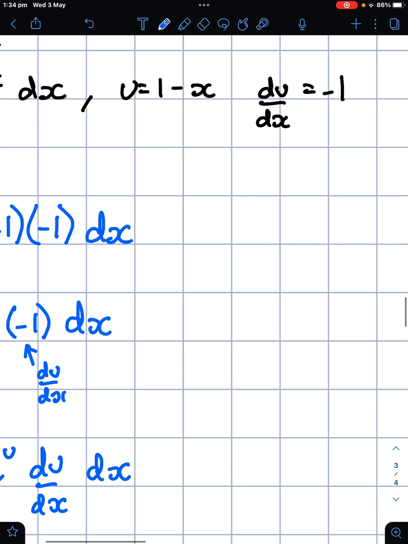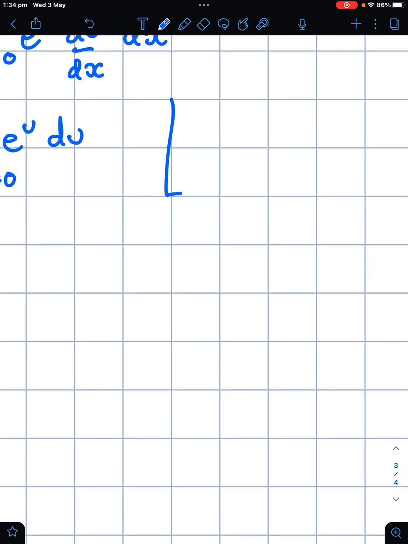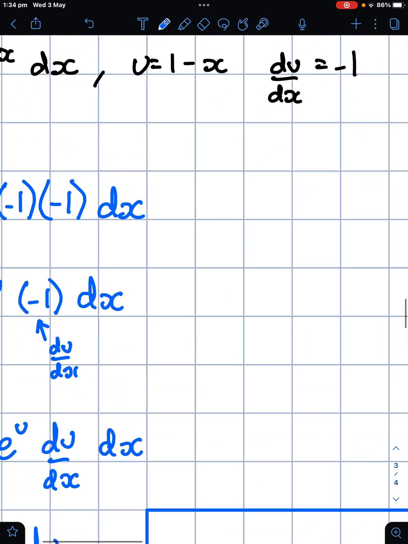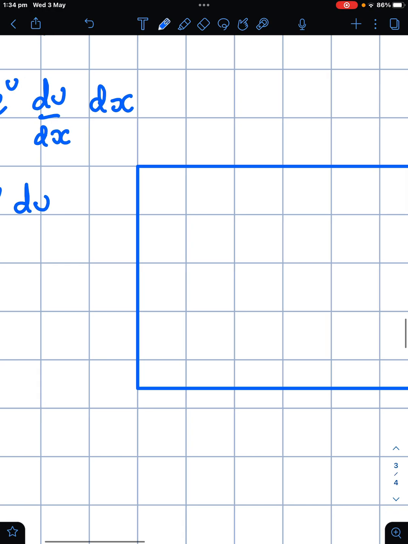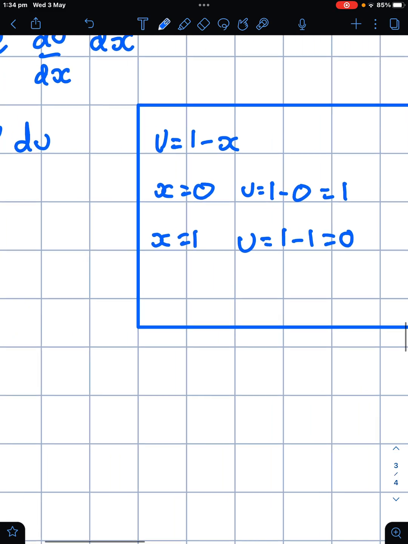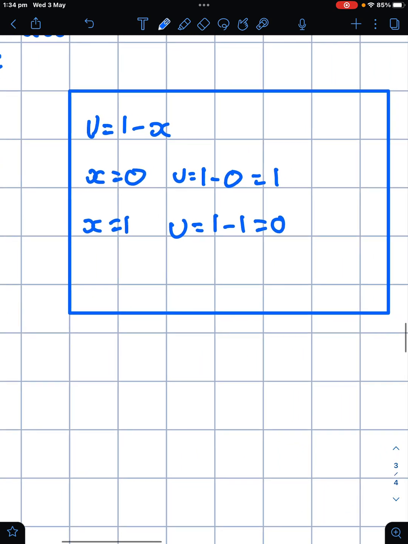Now, I'm going to pause just here for a minute, and we're going to quickly put in our u equals 1 minus x. u equals 1 minus x, which means our lower bound x equals 0, so u here equals 1 minus 0, which equals 1. And then our other bound here is x equals 1, which means u equals 1 minus 1, which equals 0. So we've got that sorted.